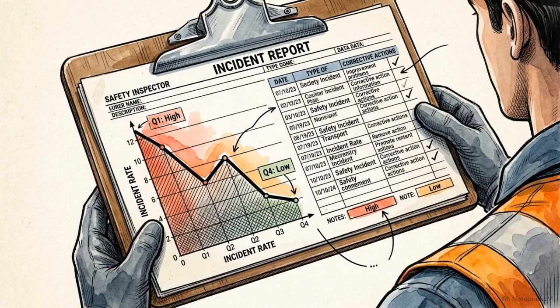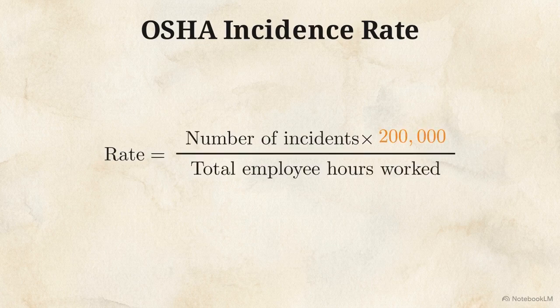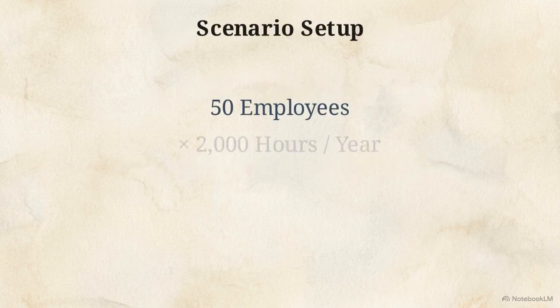But to know if our safety protocols are actually working, we have to measure the reactive data from the floor. This formula calculates OSHA incidence rates. It takes the number of incidents, multiplies by a constant of 200,000, and divides by total employee hours worked. That 200,000 represents 100 employees working 40 hours a week for 50 weeks. For a scenario with 50 employees working 2,000 hours annually, our denominator updates to 100,000.